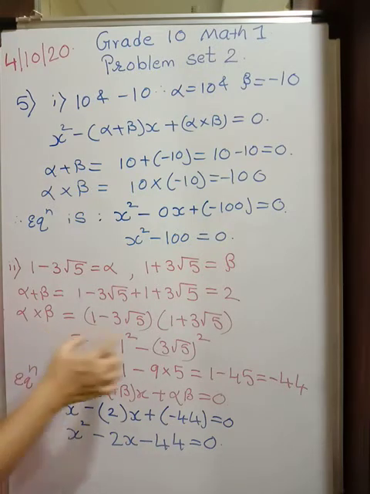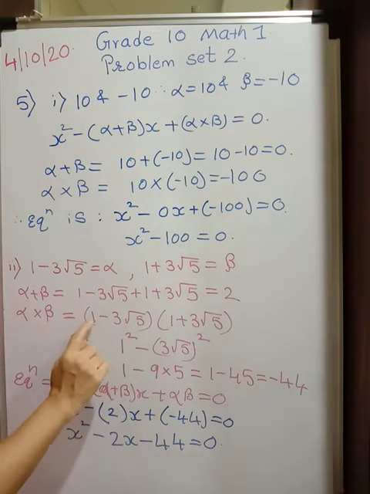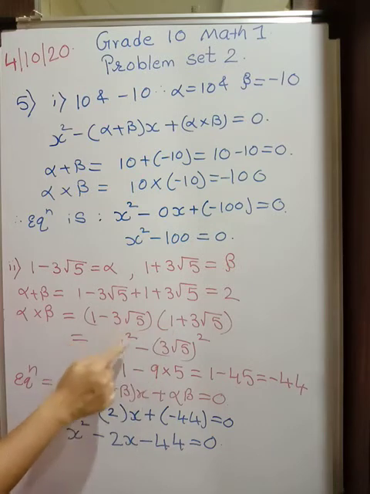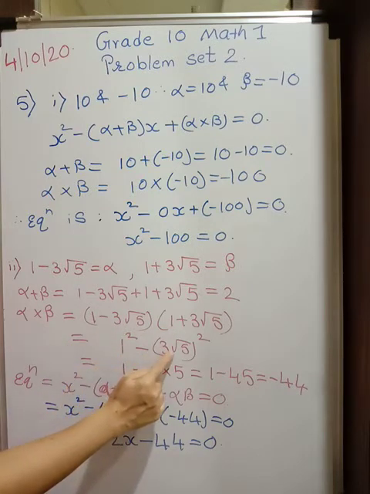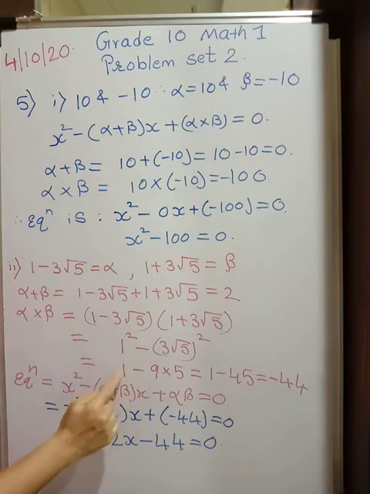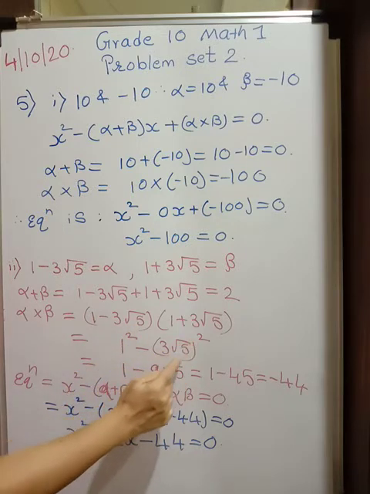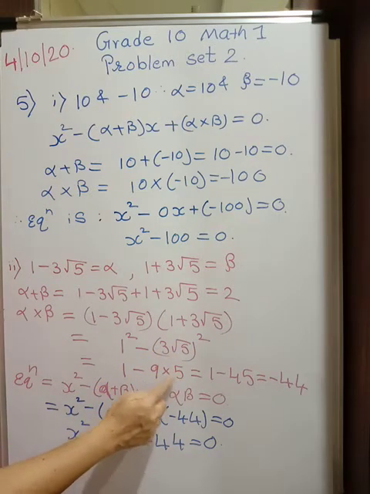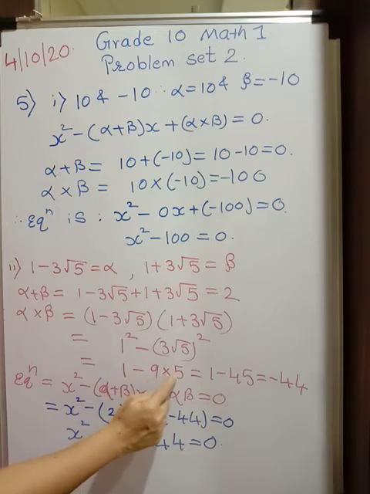Alpha into beta is as good as a plus b into a minus b. What is the identity we have learned in lower classes? A plus b into a minus b is a square minus b square. Here a is 1 and b is 3 root 5. Now 1 square is 1, 3 square is 9, and root 5 square is root 5 into root 5, that is root 25. Square root of 25 is 5. So you got 1 minus 9 into 5. 1 minus 45 is minus 44.